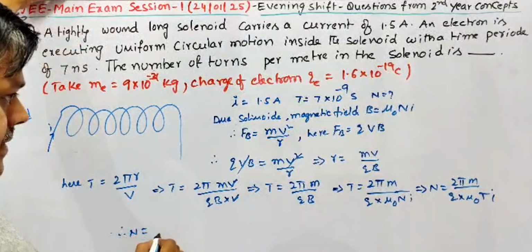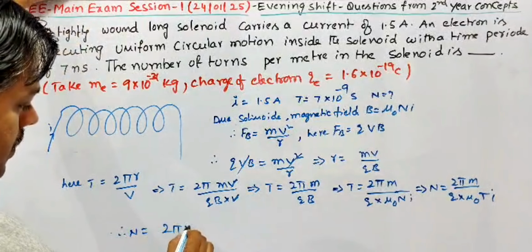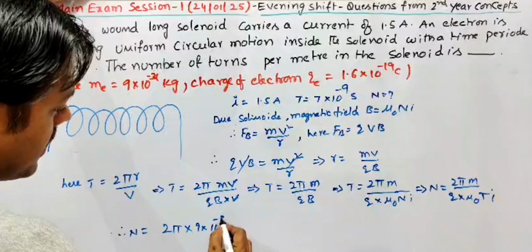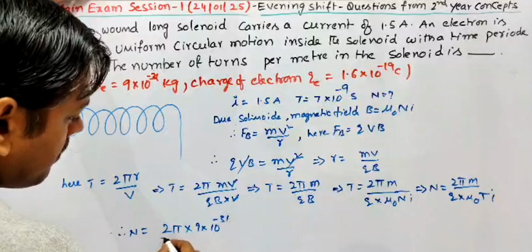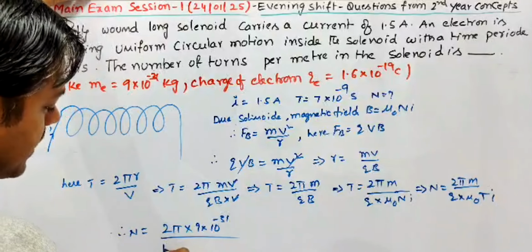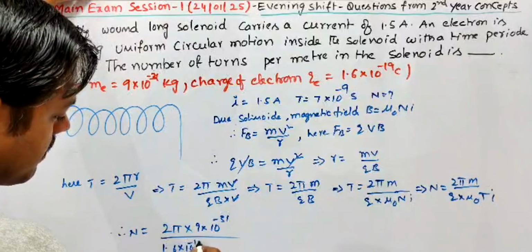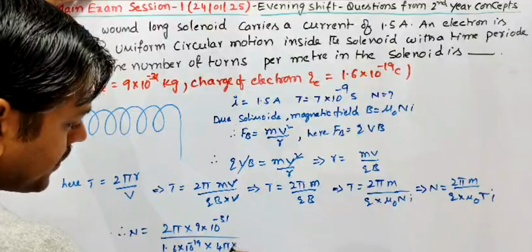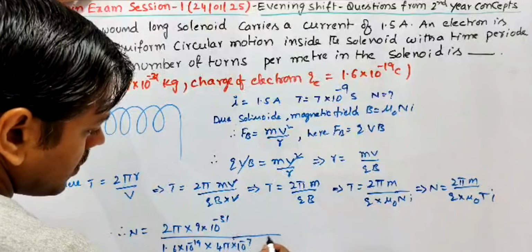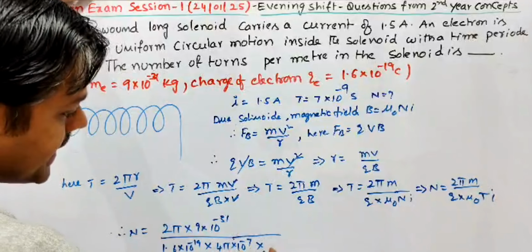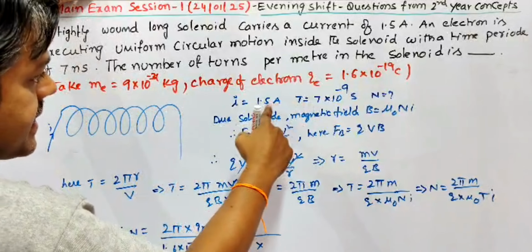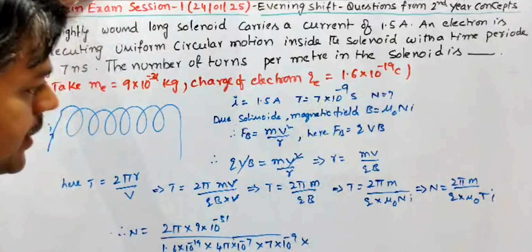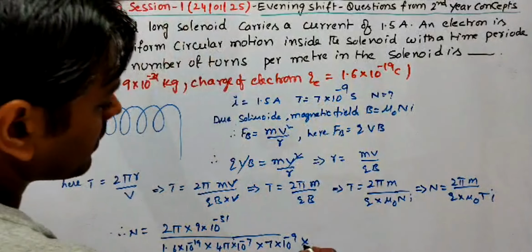Therefore n is equal to 2 pi into m, the mass of the electron, equal to what? 9 into 10 power minus 31, by q, the charge of the electron, 1.6 into 10 power minus 19, into mu naught, equal to what? 4 pi into 10 power minus 7. This is a constant value, you know very well. T, the time period given, what is that? 7 into 10 power minus 9 second, into current I is equal to what? 1.5 ampere.